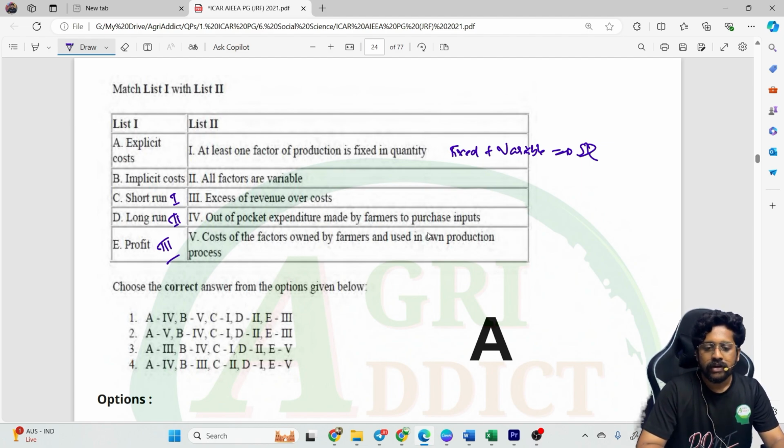So therefore, the next one is out of pocket expenditure made by the farmers to purchase inputs. It's actually a paid out cost. So therefore, it is an explicit cost. A can be connected with the fourth option.